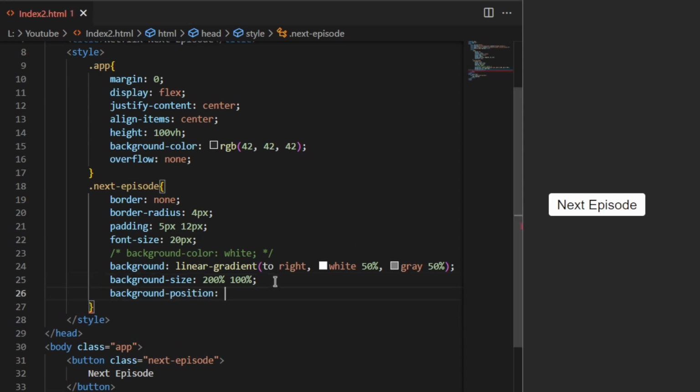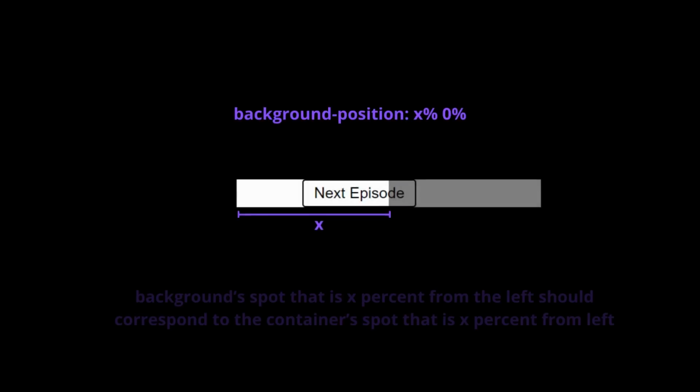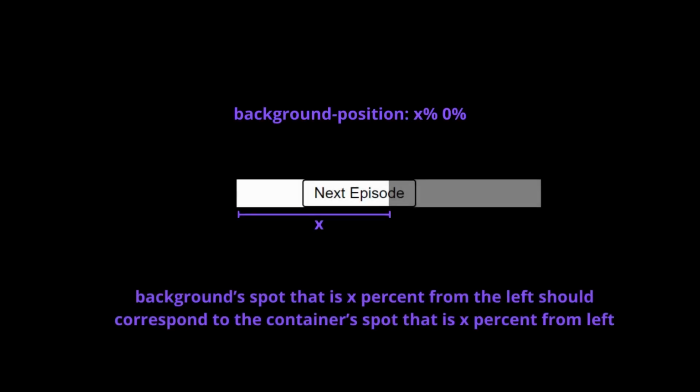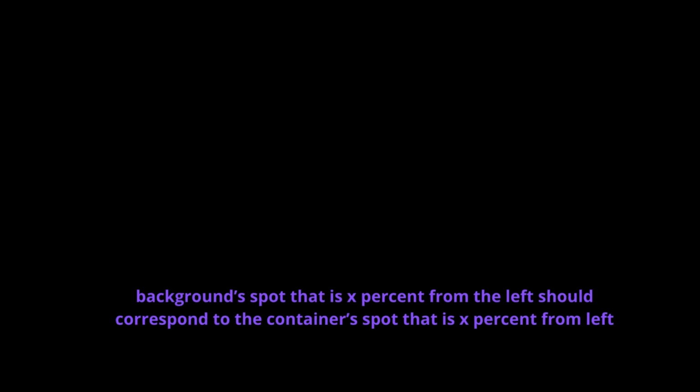This part is a bit tricky though. The background position, when we give values in percentages, works in this way. When we give the background position as x percent, we say that the background spot that is x percent from the left should correspond to the container spot that is x percent from the left. This is all good, but then how do we calculate where the background is going to lie relative to the container for any arbitrary value of x?